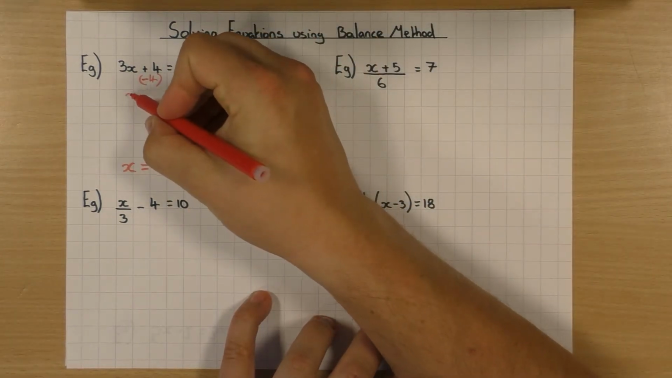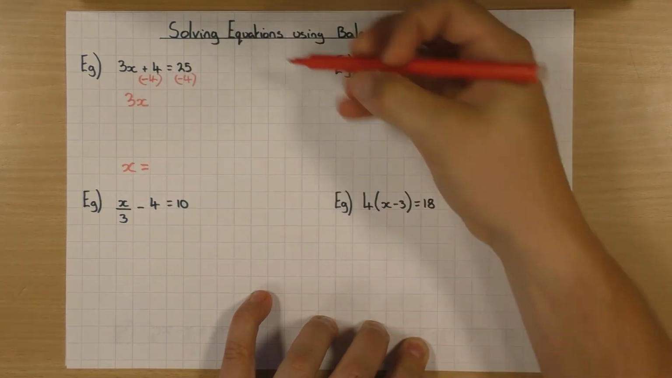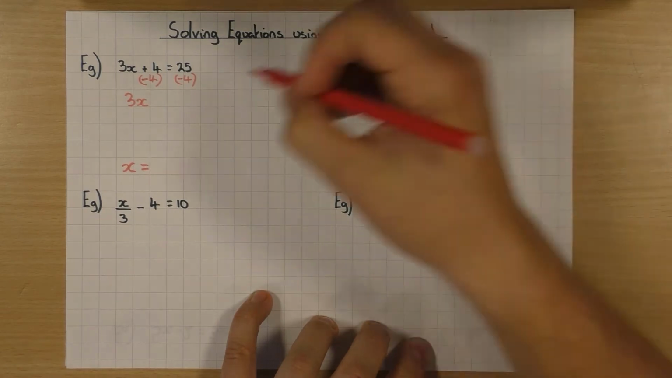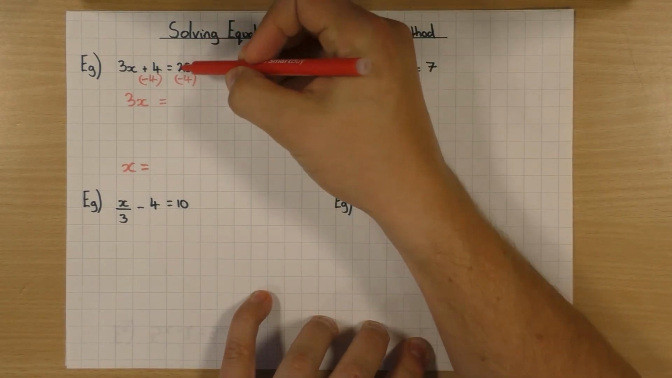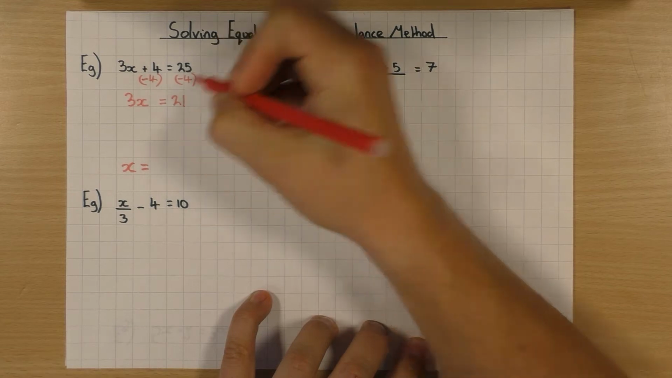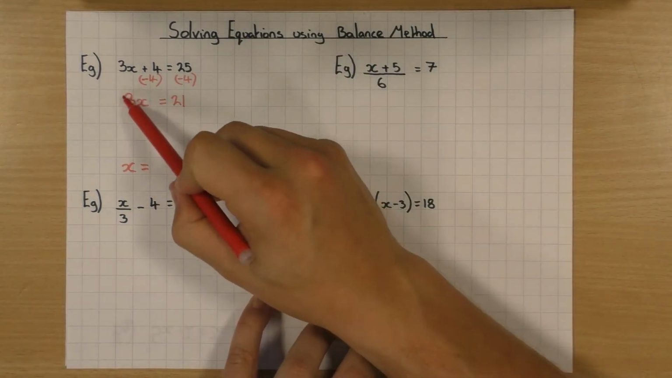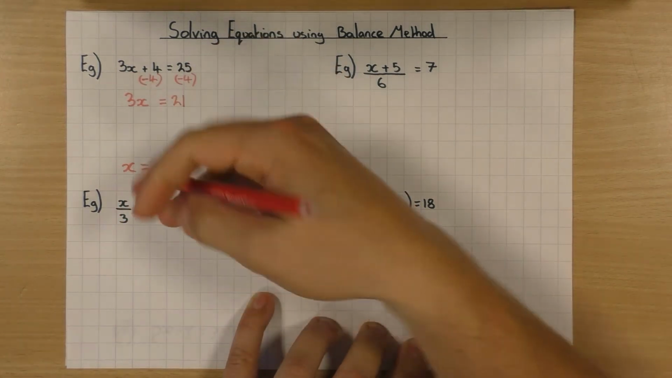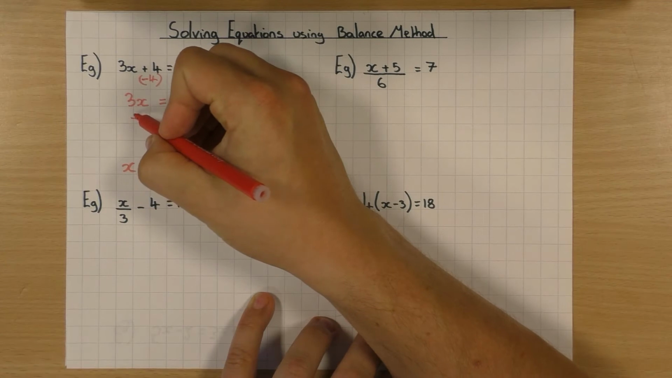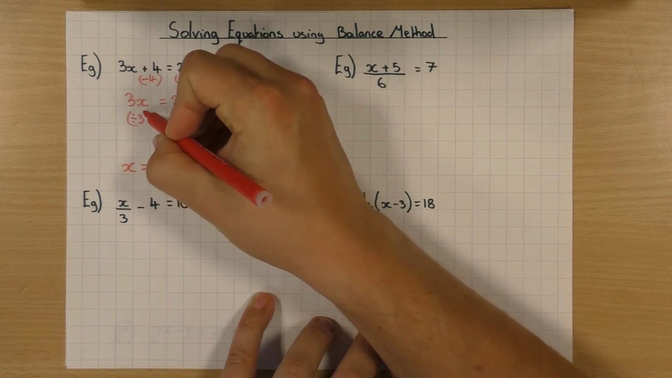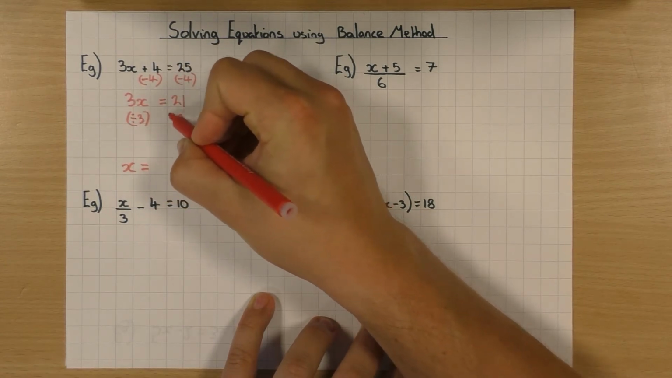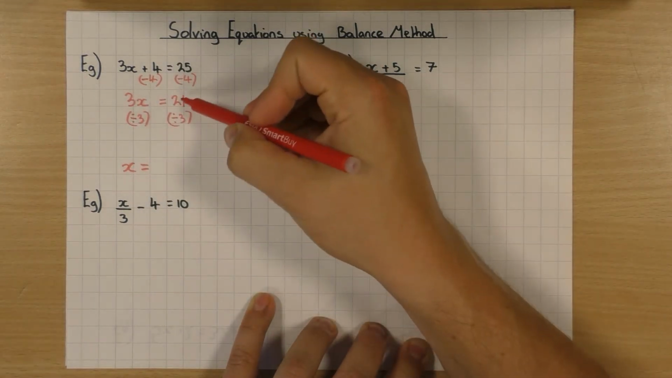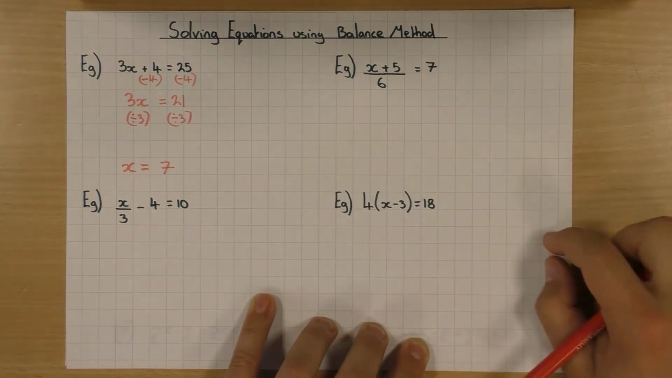So what am I left with? On the left-hand side, I'm just left with 3x, because obviously plus 4 take away 4 gets rid of it. That's why we do it. And on this side, 25 take away 4 obviously leaves me with 21. Now I'm just left with the 3x, and as I said a minute ago, 3x just means 3 times x. Again, I do the opposite, which is dividing by 3, and again to both sides. So 3x divided by 3 is obviously x. 21 divided by 3 is obviously 7.